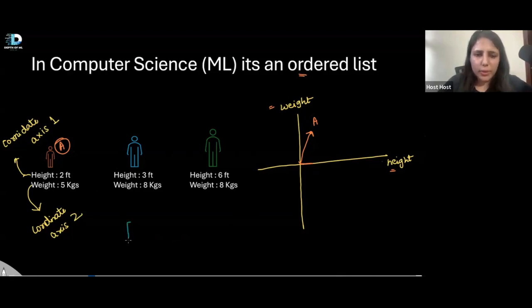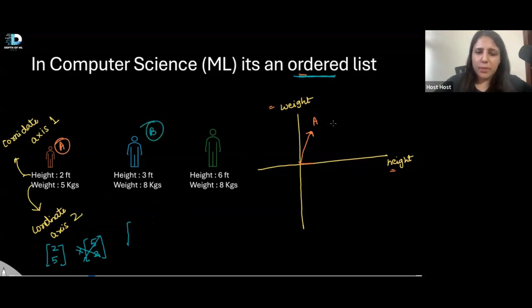When I say ordered list, what it means is that I have to create a vector. So first of all, let's write the vector corresponding to it. The vector will look like this, right? The first axis is height, the second axis is weight. I cannot write it like this, 5, 2, because that will be incorrect. So we can't do this, and that's what I mean that it's an ordered list. You have to put these values in an order, and only then will you get the correct vector.